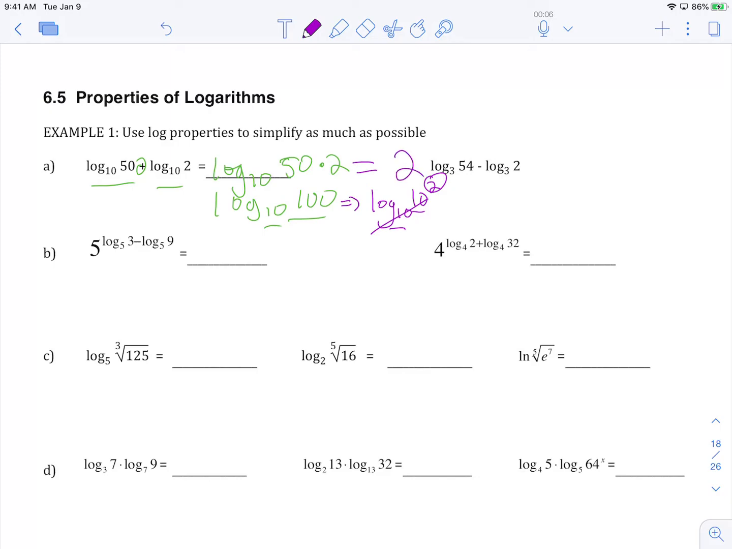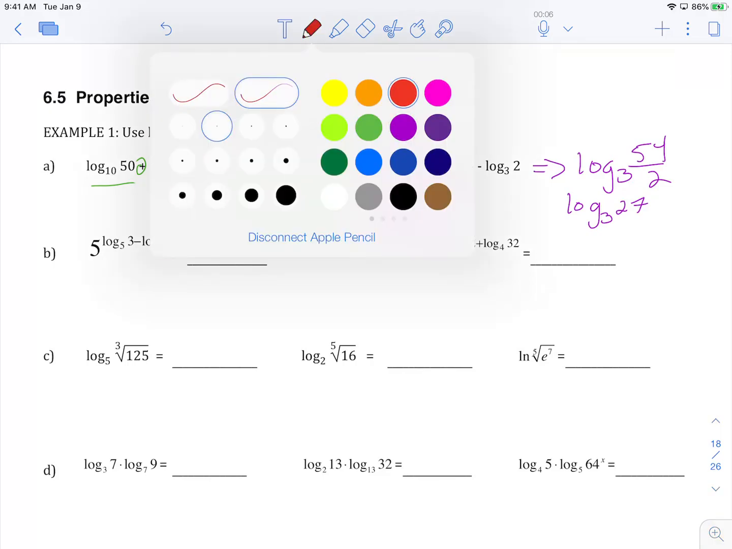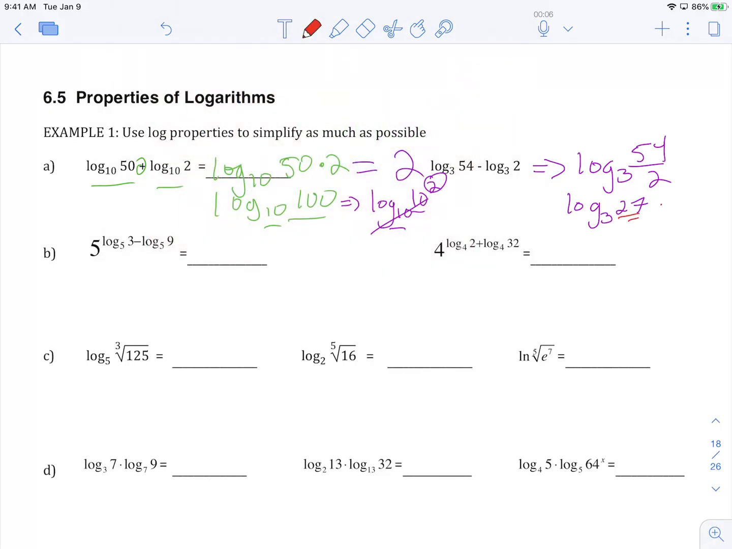Right? And you can verify this in the calculator as well, but this is something we could do without calculators. So looking at this next one, we have log base 3 of 54 divided by 2, which is log base 3 of 27. And we also know that 27 is a power of 3. So we get log base 3 of 3 to the third, which is just 3.